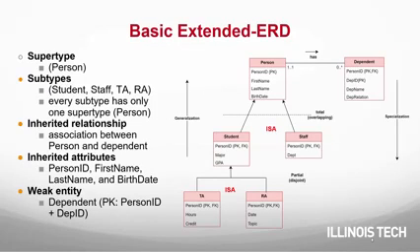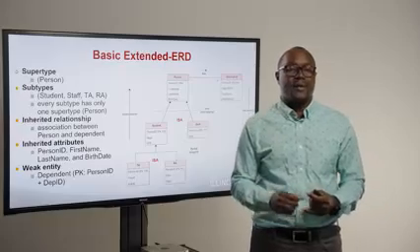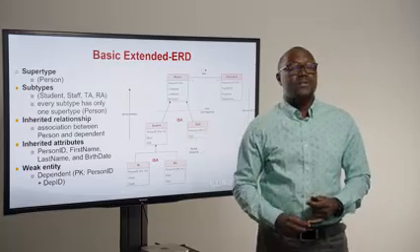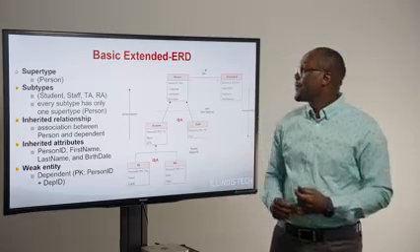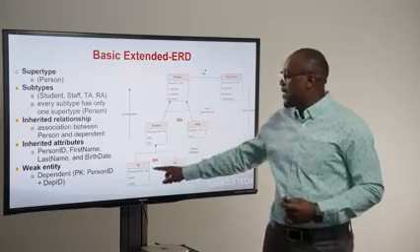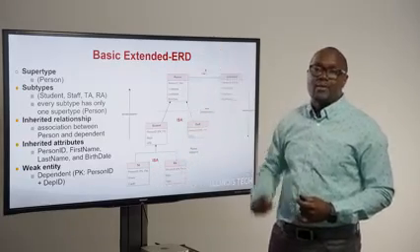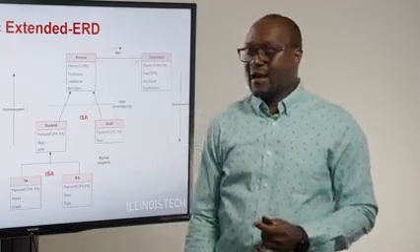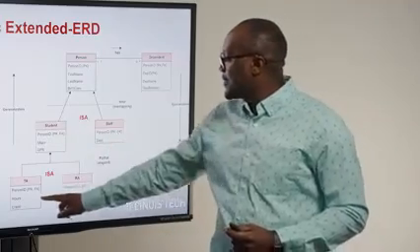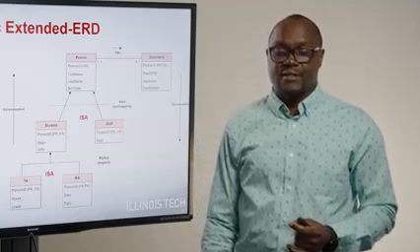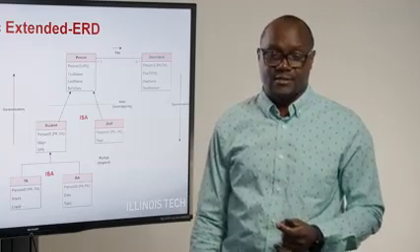This is a basic example of an extended ERD. We've talked about supertypes that appear at a high level in the hierarchy. So you can see a person is a supertype, and we have subtypes underneath, pointing towards the parent or the supertype entity. We have 4 subtypes: student, staff, TA, RA. TA is a teaching assistant in this case, and RA is the research assistant.